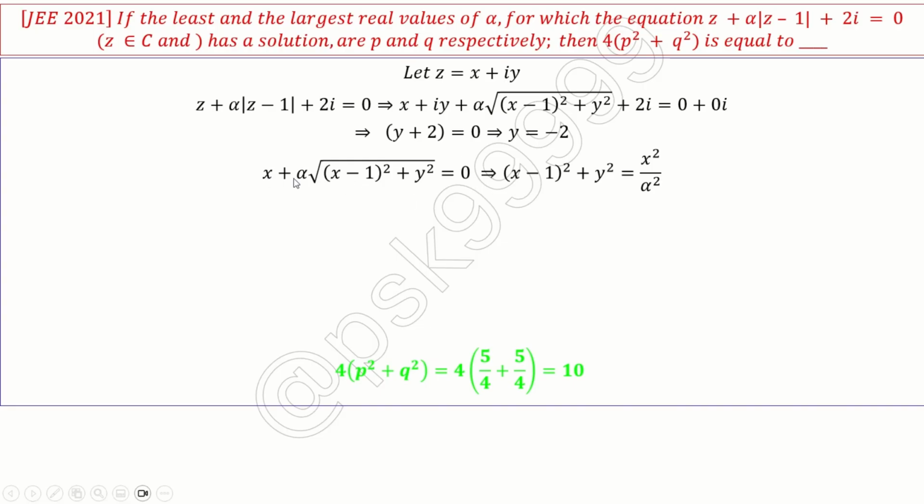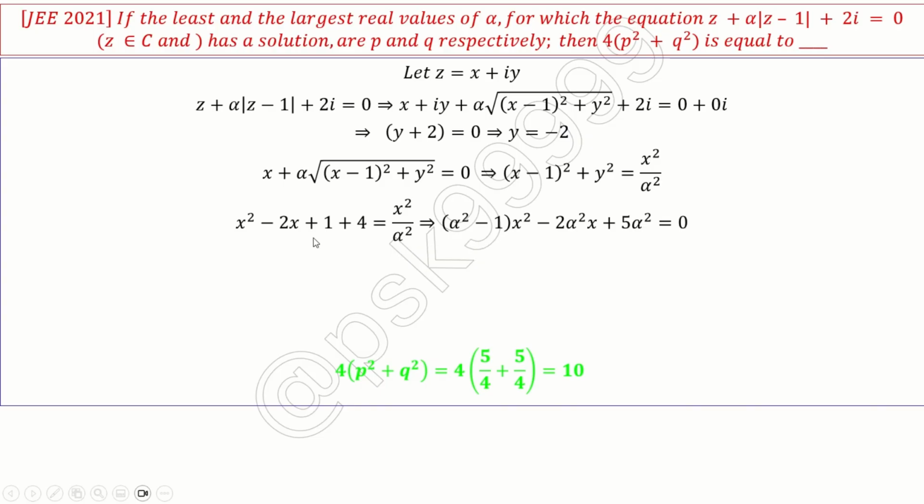Take x to the other side divided by alpha and square it. Then you get (x minus 1) whole square plus y square equal to x square by alpha square. Now simplify this one. x square minus 2x plus 1 plus... I wrote x square minus 2x plus 1, y equal to 2, right? I substituted, so plus 4, y square is 4, equal to x square by alpha square.